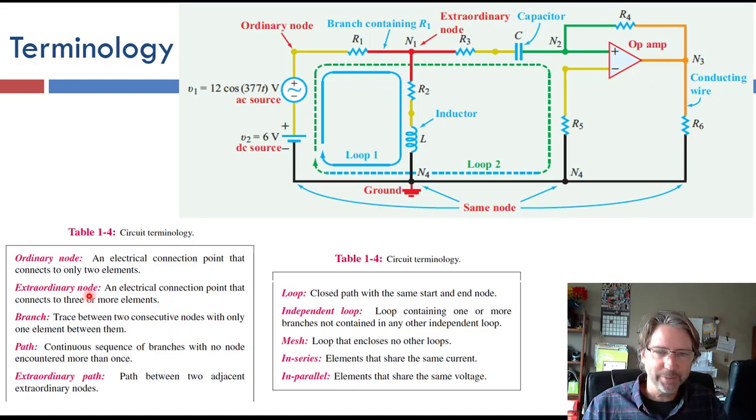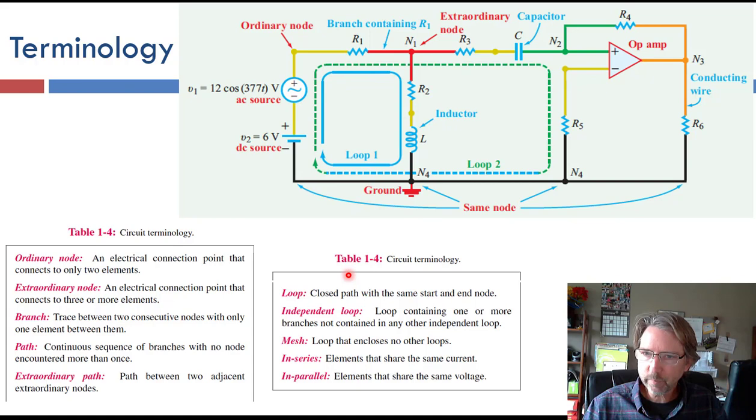Branches are a connection between two consecutive nodes. So here's a branch containing R1. A path is a continuous sequence of branches. An extraordinary path is a path between two extraordinary nodes. So we're defining paths so that we can do things like define loops. A loop is a closed path with the same start and end node. So here's a loop. Loops are important to find because we use those in our analysis.